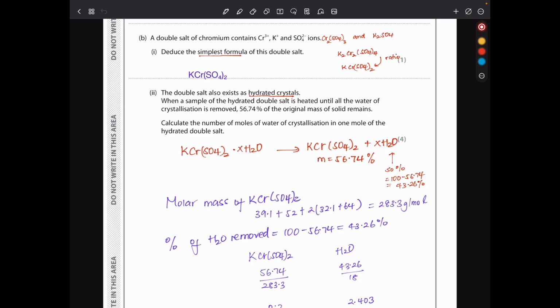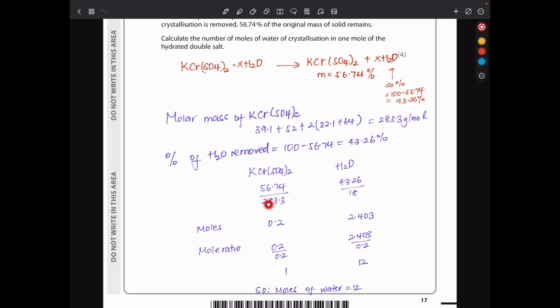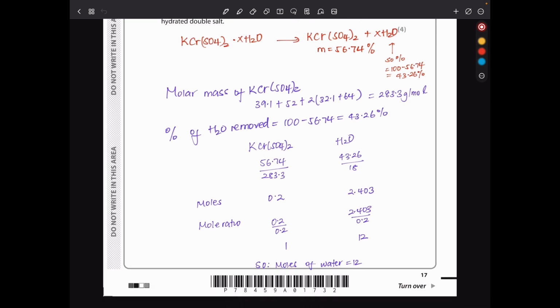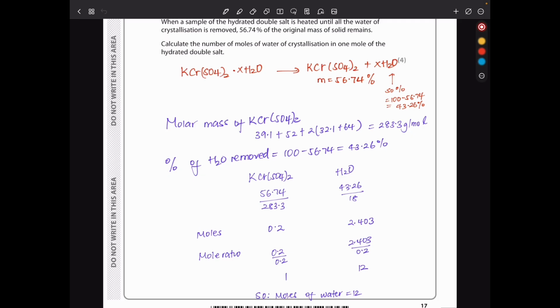Now, if we are trying to get a ratio, we need the molar masses. So molar mass of the double salt, potassium, chromium, then twice the sulfate gives us that. And finally, we get the ratio of the anhydrous to the water, which should be 1 to x. This is percentage divided by Mr, and this is the percentage divided by 18 for water. I got 0.2 to 2.403. Dividing through to get the smallest whole number ratio, I got 1 to 12. And so there are 12 waters of crystallization, or 12 moles of water of crystallization.